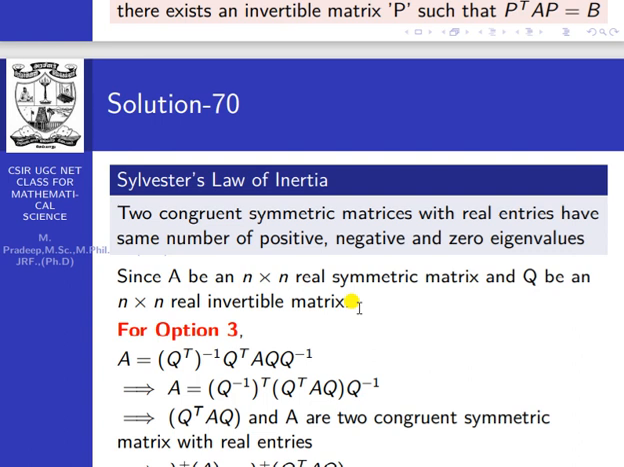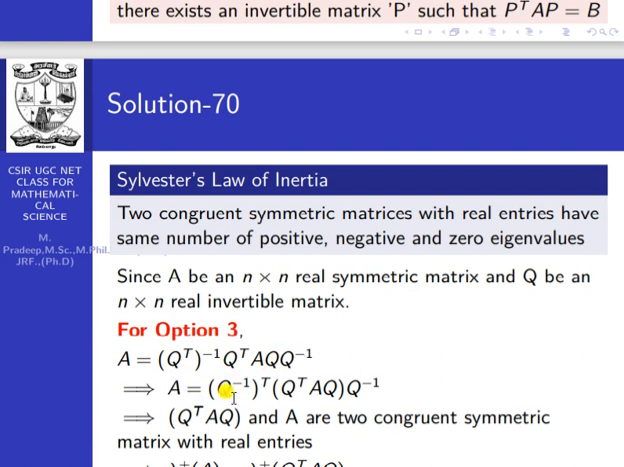From this, for option 3, I will express A equal to Q transpose whole inverse into Q transpose. What is Q transpose whole inverse into Q transpose? Identity matrix. And A Q into Q inverse: Q into Q inverse is also the I matrix. So I A I is just A. So A equals Q transpose whole inverse, Q transpose A Q, Q inverse.